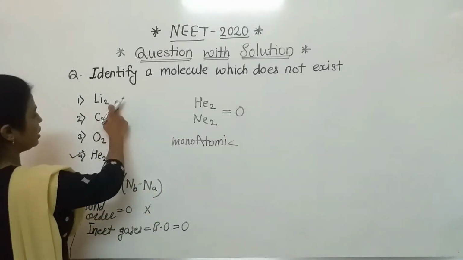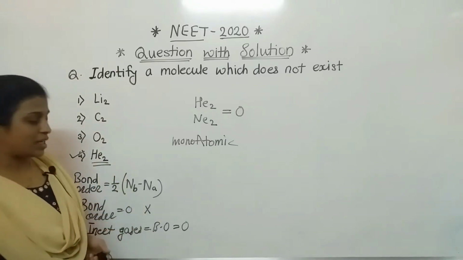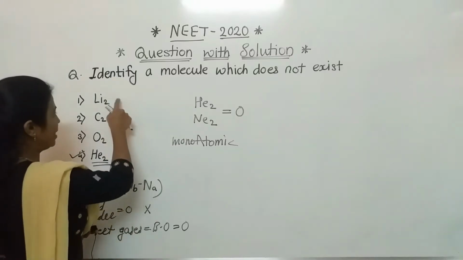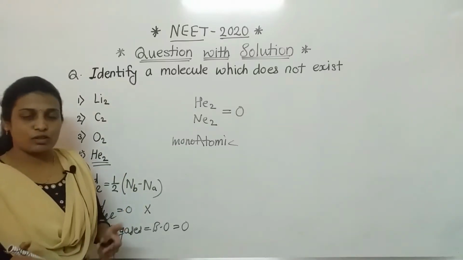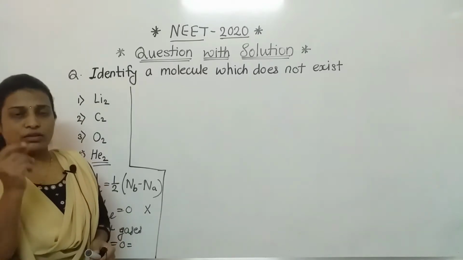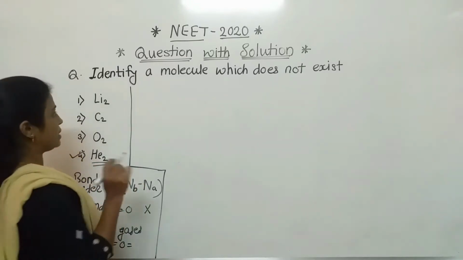Why? Because Li2, C2, O2 and He2: here He is the inert gas. So hope you have understood this point. How and why the others are not the answer, we will also discuss in detail. So firstly you should know some tricks. What are the tricks? Listen carefully.